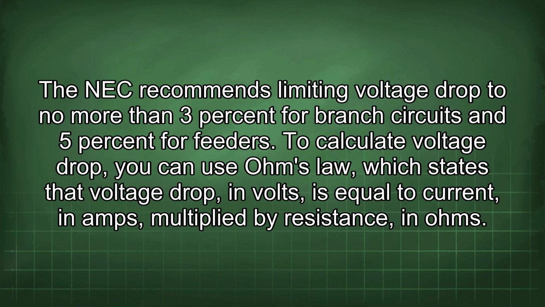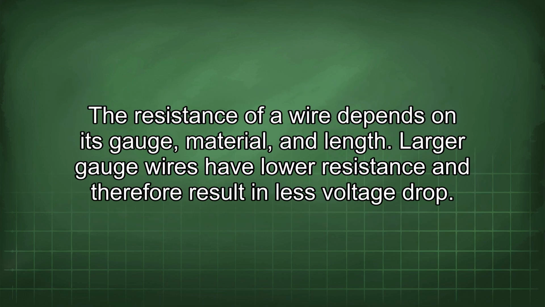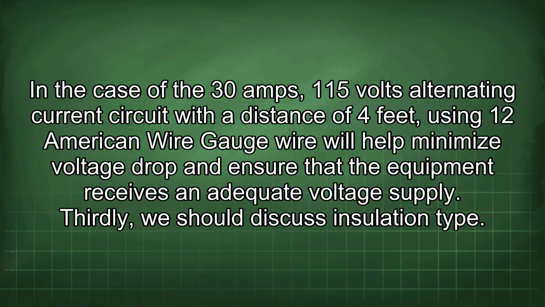To calculate voltage drop, you can use Ohm's law, which states that voltage drop in volts is equal to current in amps multiplied by resistance in ohms. The resistance of a wire depends on its gauge, material, and length. Larger gauge wires have lower resistance and therefore result in less voltage drop. In the case of the 30 amp, 115 volts alternating current circuit with a distance of 4 feet, using 12 American wire gauge wire will help minimize voltage drop and ensure that the equipment receives an adequate voltage supply.